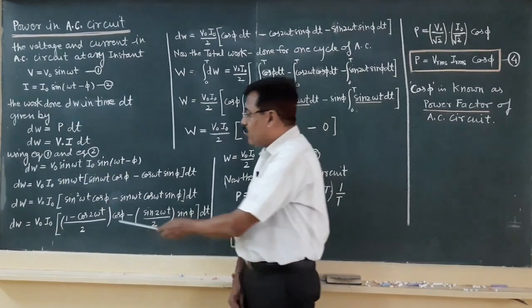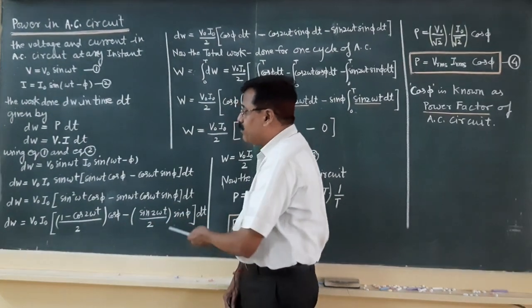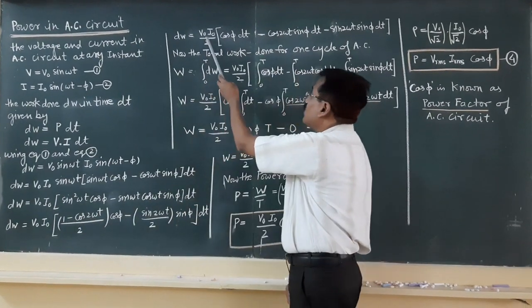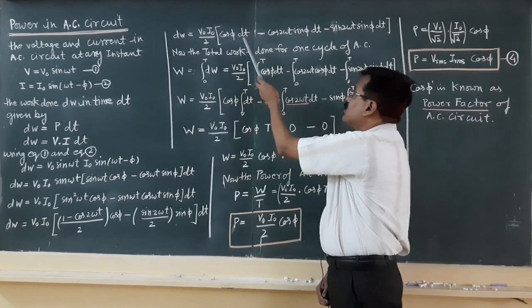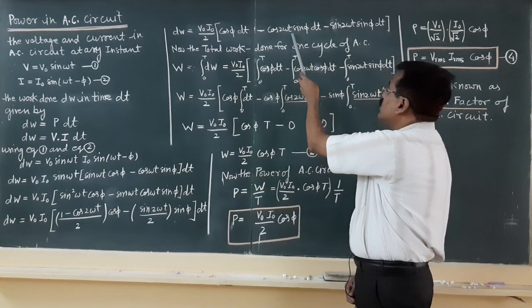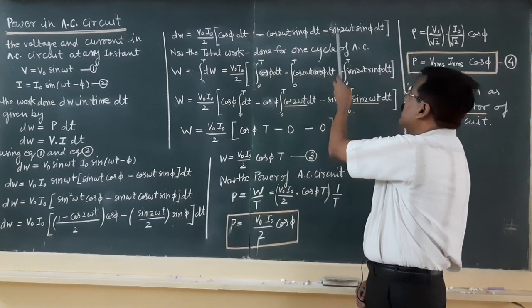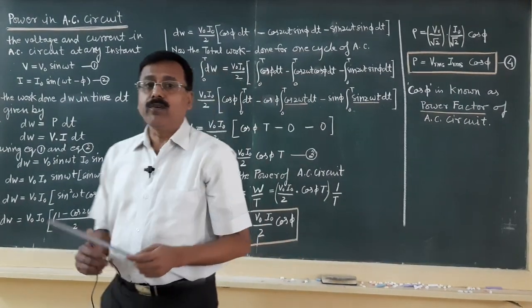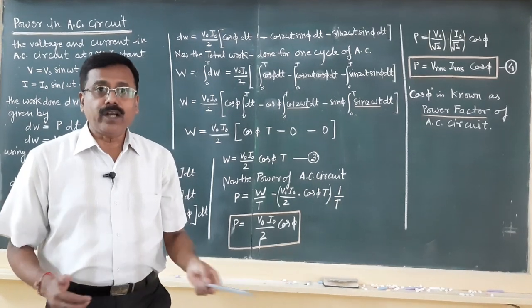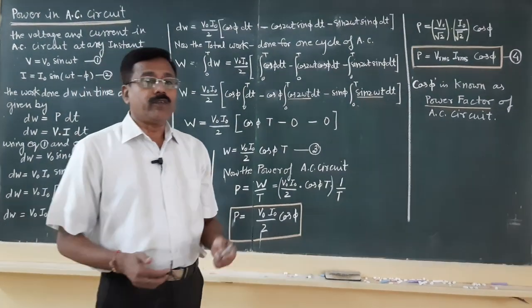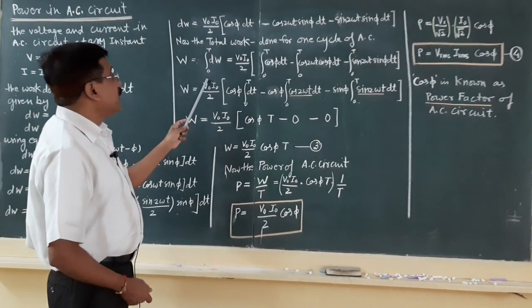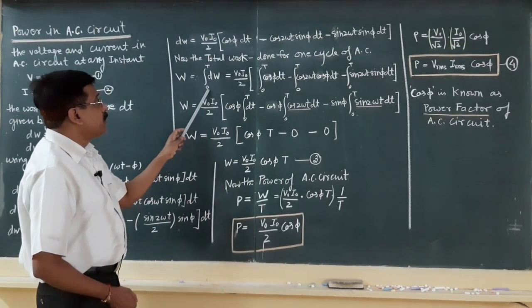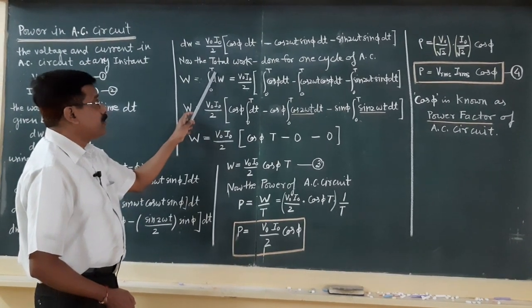So, 1/2 is common in both terms. If you take it outside the bracket, it will be dW = V0 I0/2 [cos φ dt − cos 2ωt cos φ dt − sin 2ωt sin φ dt]. Now, we will find the total work done for one complete cycle of AC, that is, we will integrate this work done within the limit of time. So, for one cycle of AC, W is equal to the integration of dW from 0 to T.